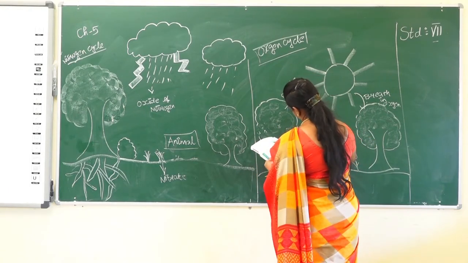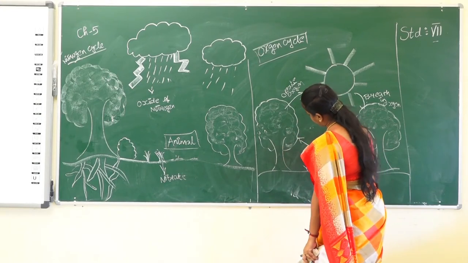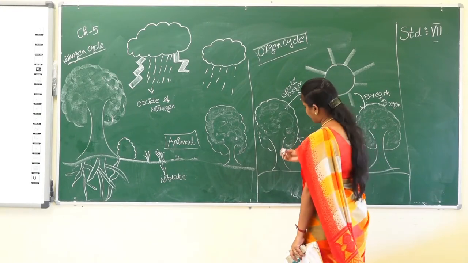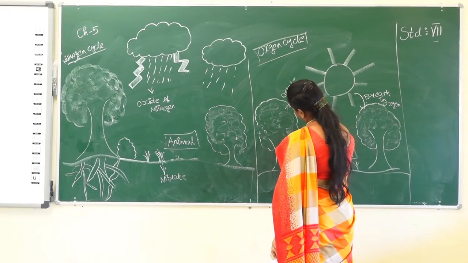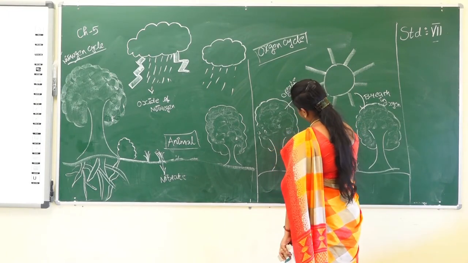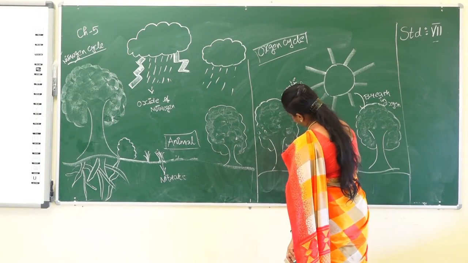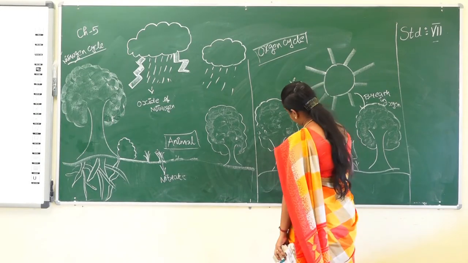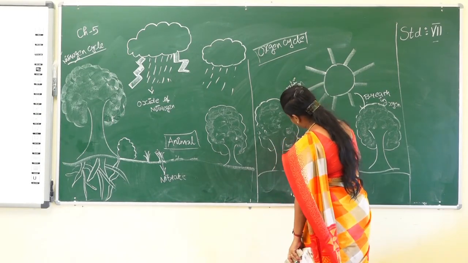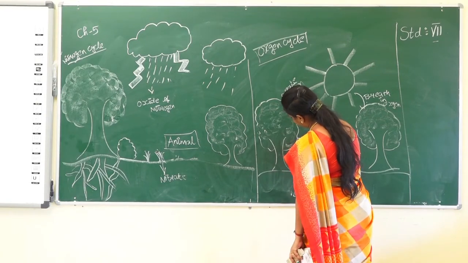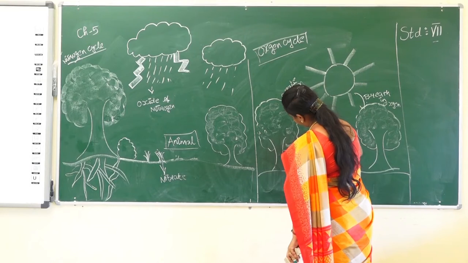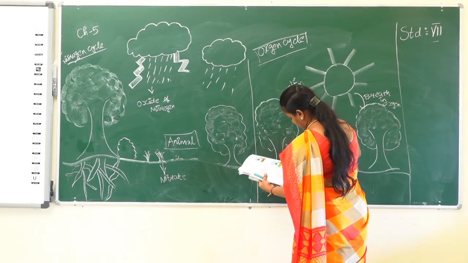And then plants automatically take what? Carbon dioxide. Humans and animals will give it. We will inhale oxygen, and while we exhale, what? We will exhale carbon dioxide. So we will exhale carbon dioxide, so the plants will absorb it, carbon dioxide, right?